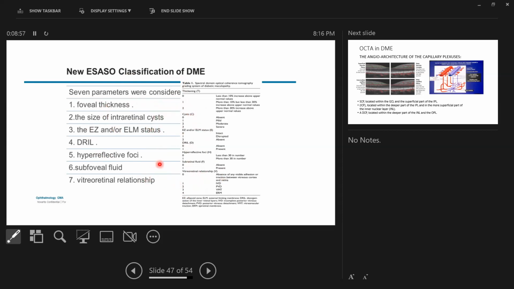And my advice from now, when you look at any diabetic macular edema, you have to look at these 7 parameters exactly, and you look at these biomarkers in order to classify diabetic macular edema in a very good way.